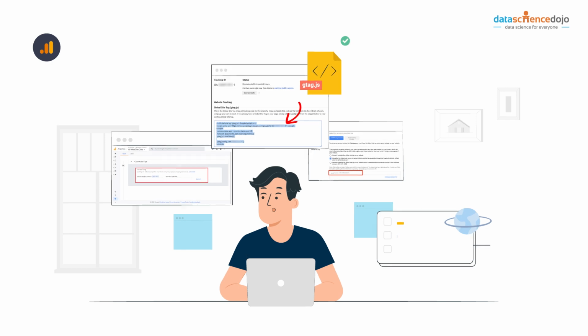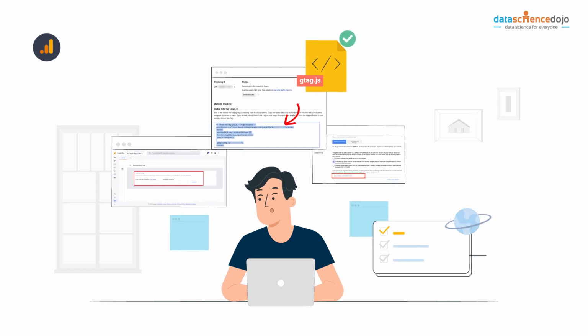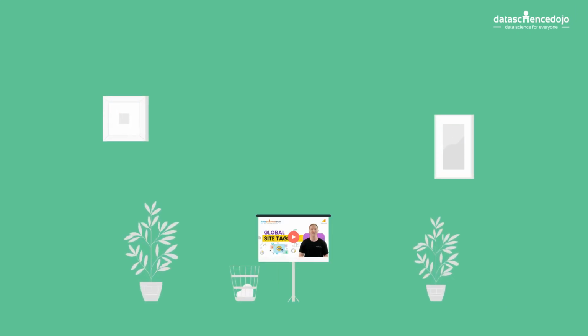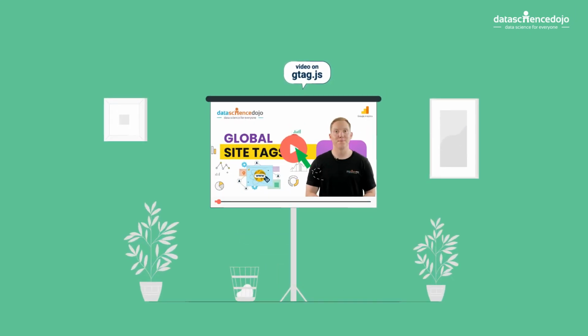Connected site tags are that unpopular hero in Google Analytics 4 which will reduce the labor of adding gtag.js code to all the site web pages manually. Not sure what I mean by gtag.js? Refer to our video on gtag.js linked in the description below.